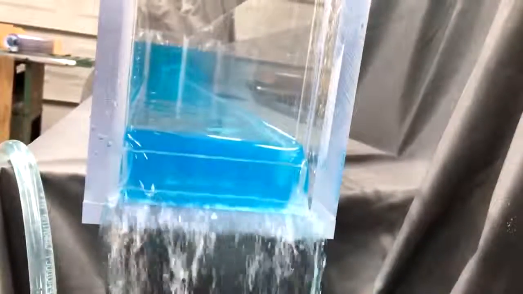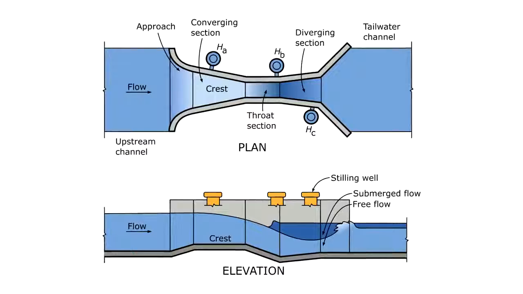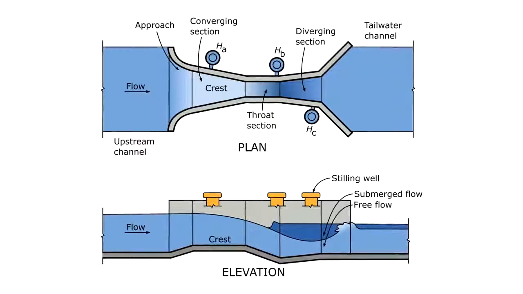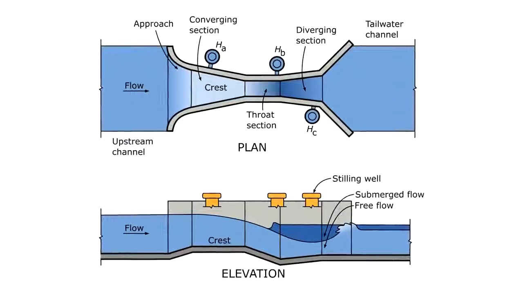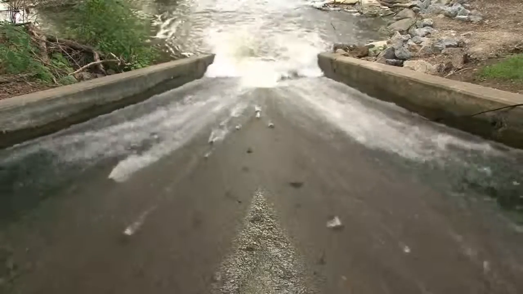That is, from slow to fast. For example, if a channel changes to a steeper slope or a cliff. Many types of flow measurement devices rely on forcing a flow to transition from sub to supercritical because there will be a unique relationship between the flow rate and the depth for a given geometry. Maybe we'll talk more about flow measurement in a future video.